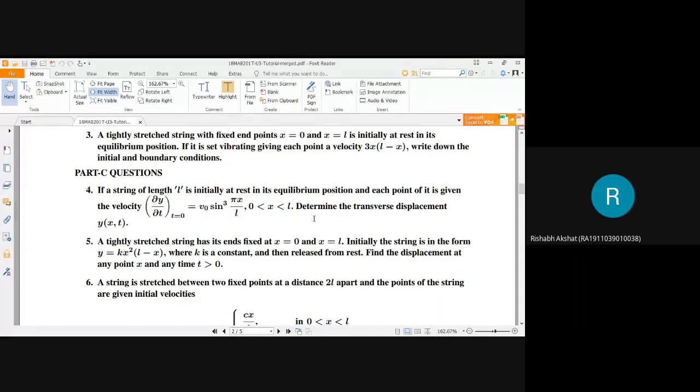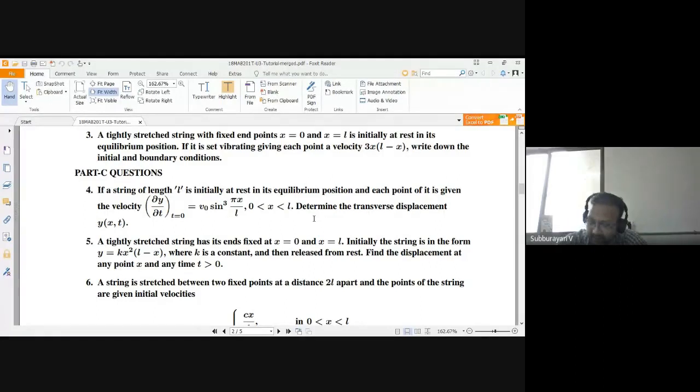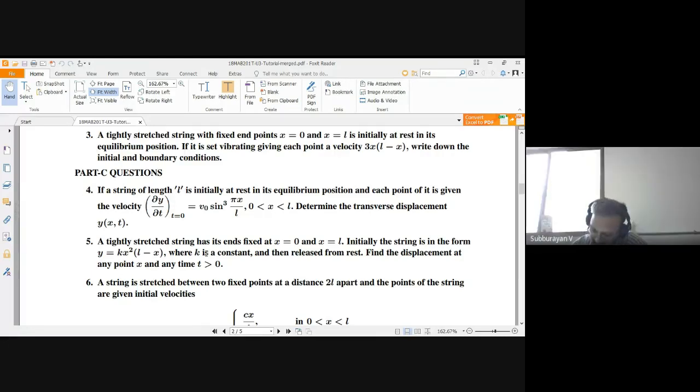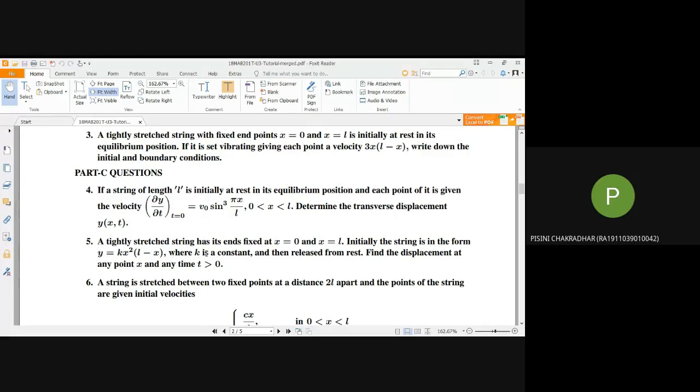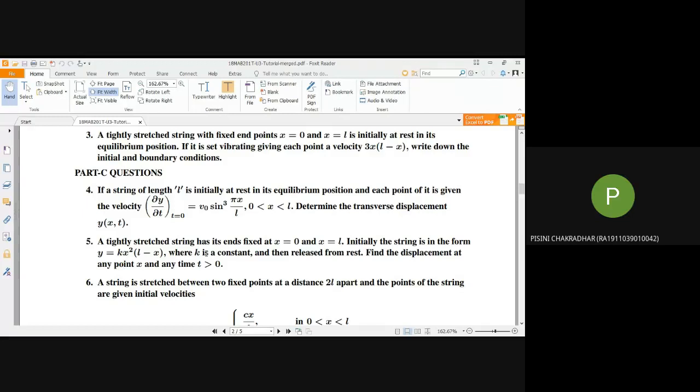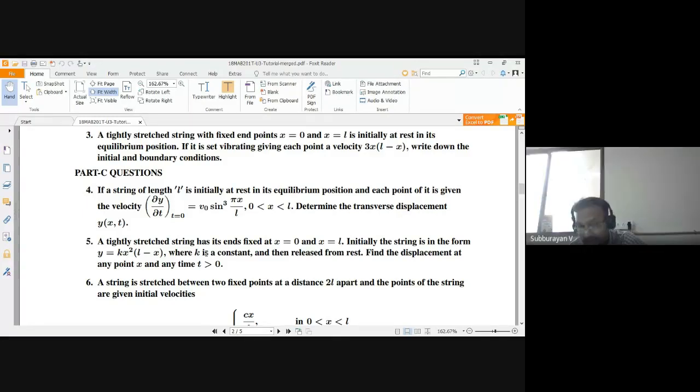Okay, see, anyway, tell me, what are the boundary conditions? So it will be y of 0 comma t equal to 0. Yes, y of L comma t is 0. Yeah, very good. Then third condition: y of t is equal to 0, sir, as it is at rest initially. And the last condition, yt of x comma 0 is equal to v naught into sine cube pi x by L.